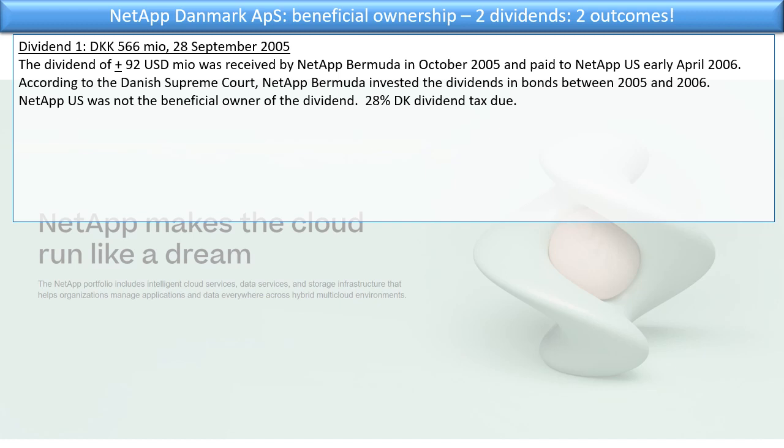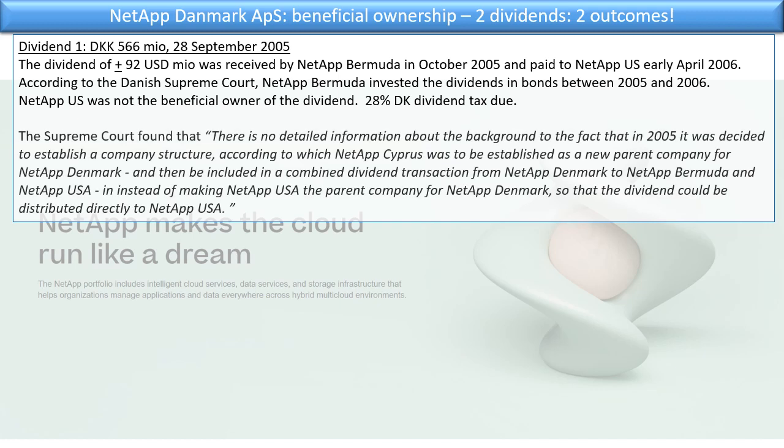So 28% dividend withholding tax was due, and the Supreme Court found that there was no detailed information about the background to the fact that in 2005 it was decided to establish a company structure according to which NetApp Cyprus was to be established as a new parent company for NetApp Denmark, and then to be included in a combined dividend transaction from NetApp Denmark to NetApp Bermuda to NetApp US, instead of just making the payment to NetApp US directly from Denmark, right?